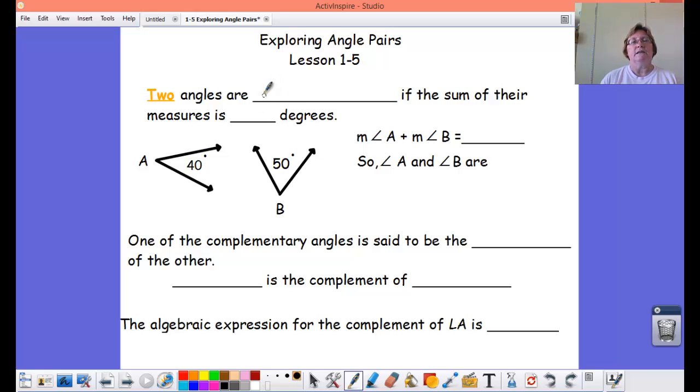We're going to begin by defining a type of angle pair called complementary. Two angles are complementary, C-O-M-P-L-E-M-E-N-T-A-R-Y, if the sum of their measures is 90 degrees. Complementary angles are a pair of angles who, when you add their measures together, you get 90. So, angle A here has a measure of 40, angle B 50. That means that the measures of their angles together are 90 degrees, and that A and B are complementary.